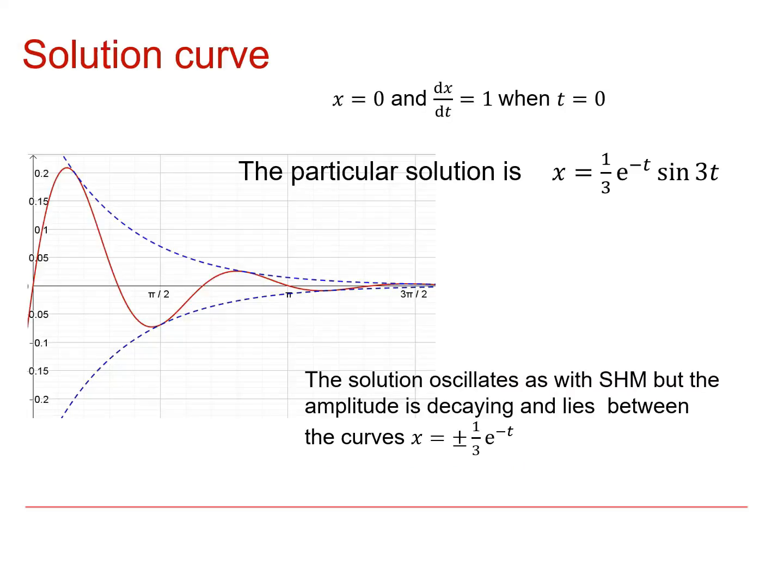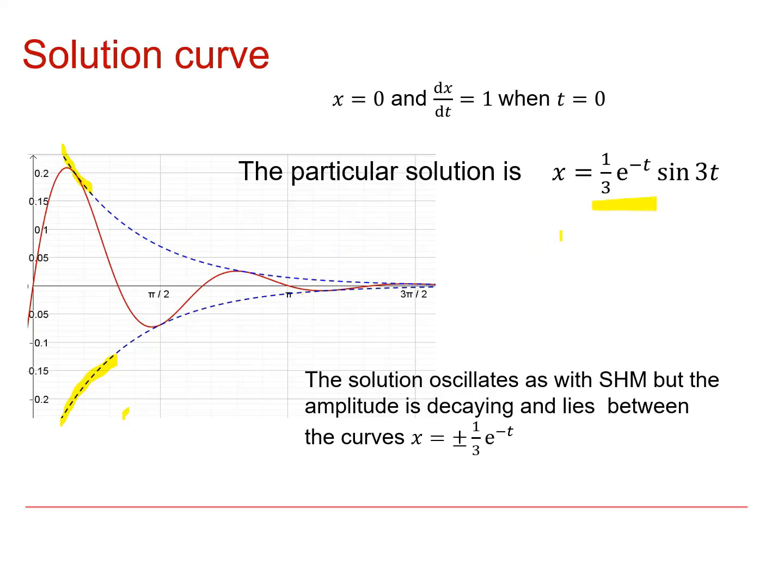If we have a look at the solution curve for this, a couple of things to point out on here. Firstly, notice that this blue dotted line here and here form an envelope for the oscillating function. So over time the amplitude is restricted to between these two blue curves, and these blue curves come from the 1/3 e to the minus t bit of this.